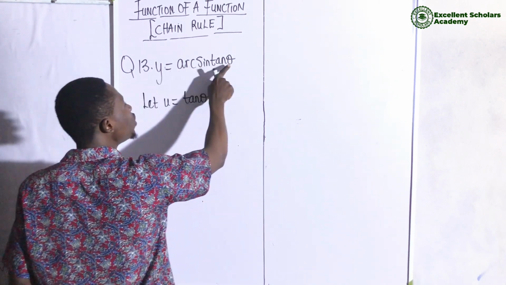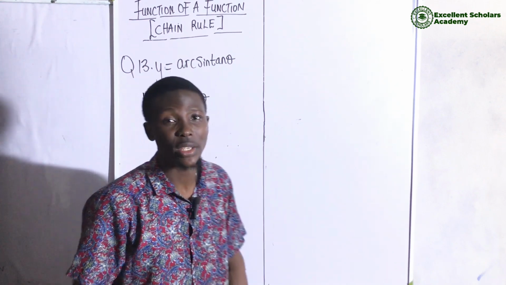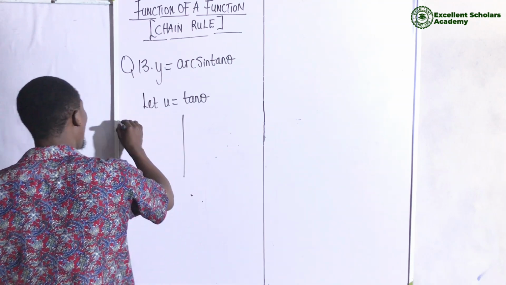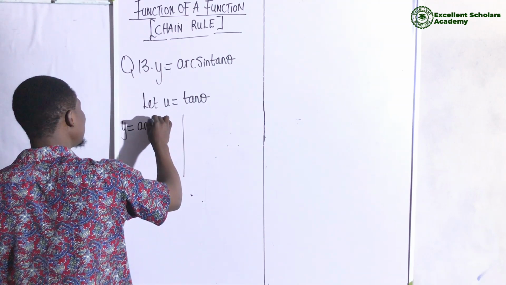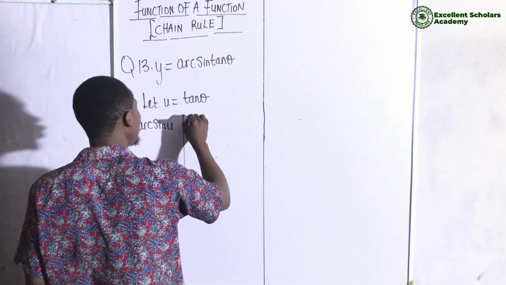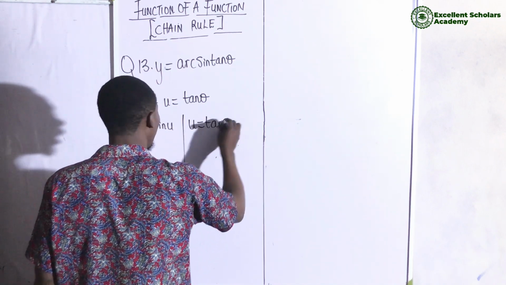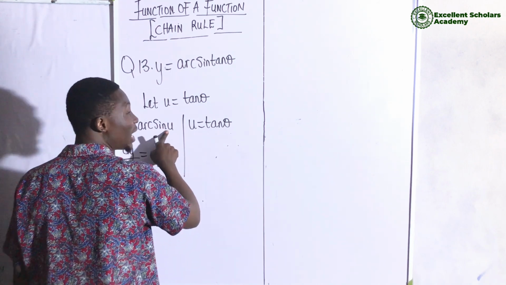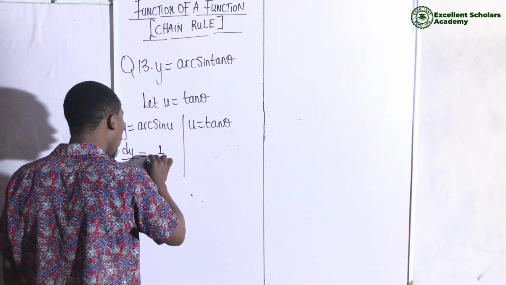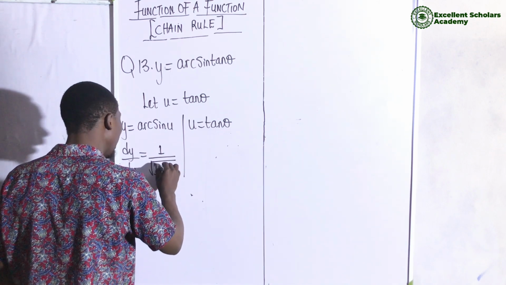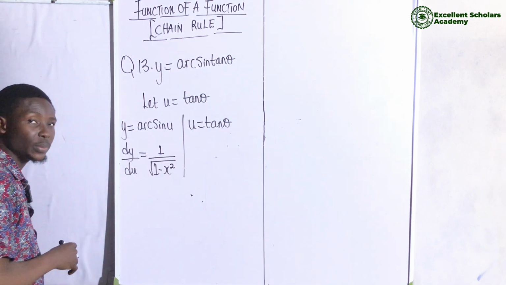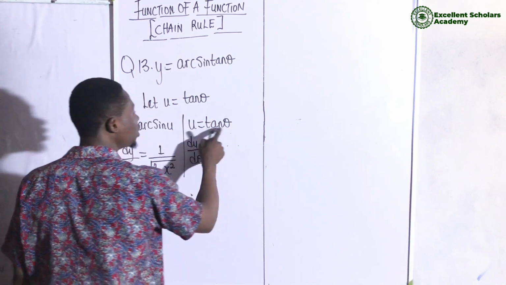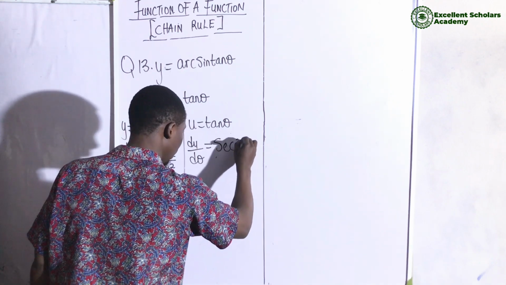Now this y is with respect to theta. So we're not looking for dy/dx in this case. We're looking for dy/d theta. So now this becomes that you have y equal to arc sine u, and then you have u equal to tan theta. So here we have dy/du equal to, when you differentiate arc sine, you are going to get 1 over square root of 1 minus x squared. Okay, now differentiate this part, which will be du/d theta, because you are differentiating u with respect to theta. This becomes sec square theta.